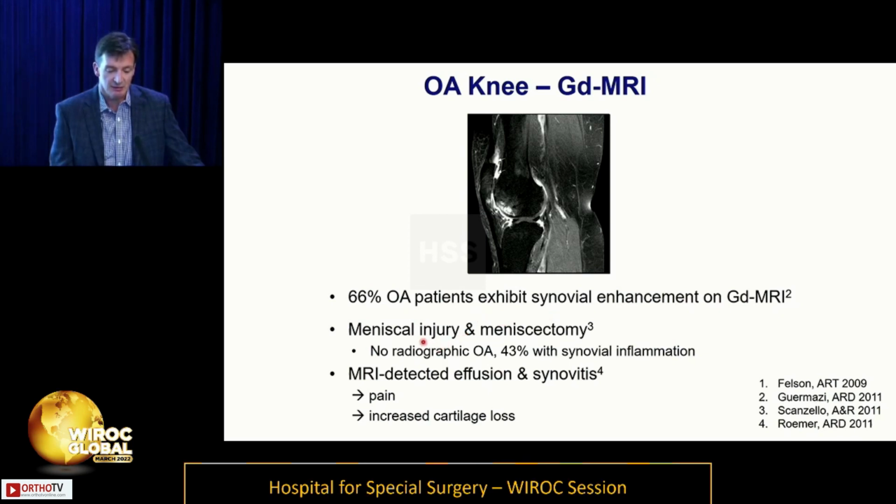And further, Peggy and Carlos Sanzello here showed that meniscal injury and meniscectomy was associated with synovial inflammation histologically, and that was also associated with increased pain. And then there's been a series of studies that further demonstrate that the synovial inflammation detected by MRI, synovitis, is associated clinically with increased pain scores as well as increased rates of cartilage volume loss and progression of OA.